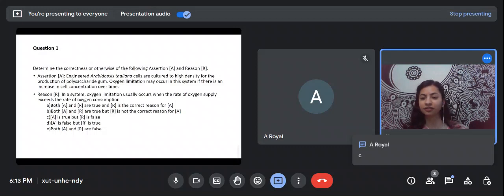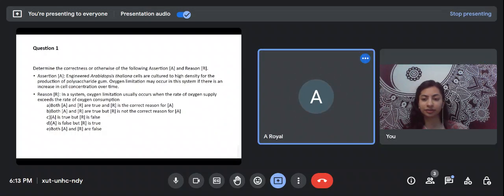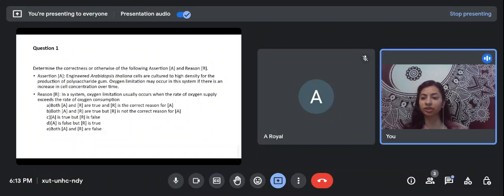C. A is true but R is false. What is the reason that you're saying this? Why do you think R is false? Because when the rate of oxygen supply exceeds the rate of oxygen consumption, it means you've got more oxygen in the system. That is not an oxygen limitation, that's an oxygen excess. Yes, that is correct.